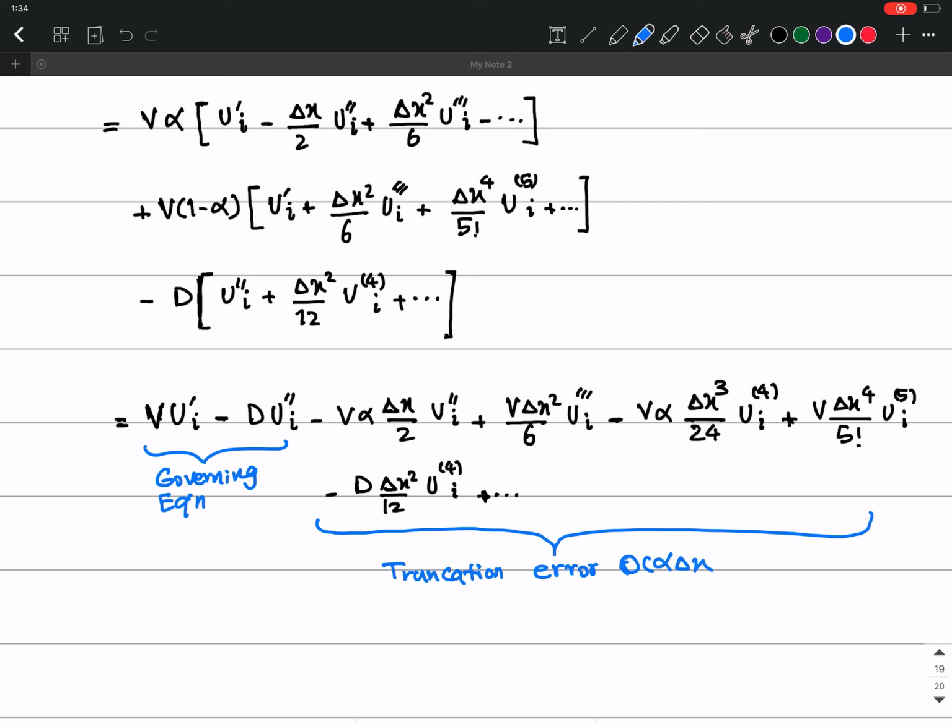alpha delta x from here, you see, and delta x squared, right? Based on this solution, we can see that the smallest terms, the order is going to be alpha delta x and delta x squared.